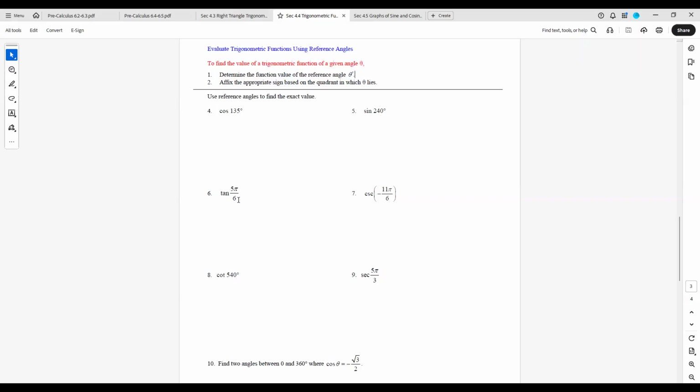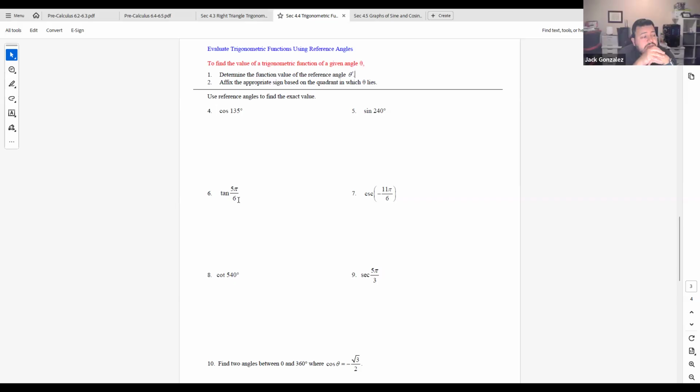Yes, in the second quadrant. So for 4, 5, and 6, I don't see how reference angle benefits us in any way, but we should know how to find them if they ask, which we already did. For 7, 8, and 9, the angles are large or negative, so we have to adjust. I think those are a little more interesting. So let's do 7.